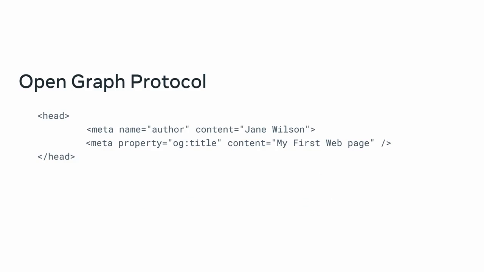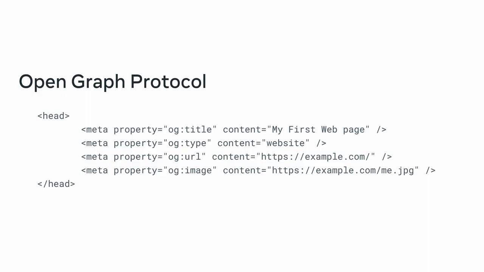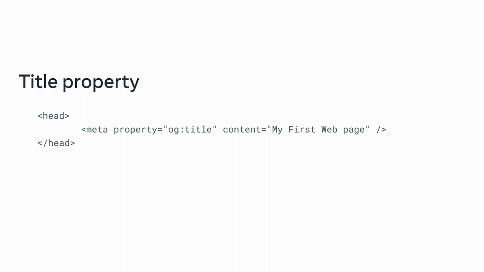Each property in the Open Graph Protocol starts with og: as a convention to identify it as an Open Graph Protocol related tag. The Open Graph Protocol requires that you must always include 4 properties on a web page. These are title, type, URL, and image. The title property defines the title of the page. This is the text that will appear in the preview.